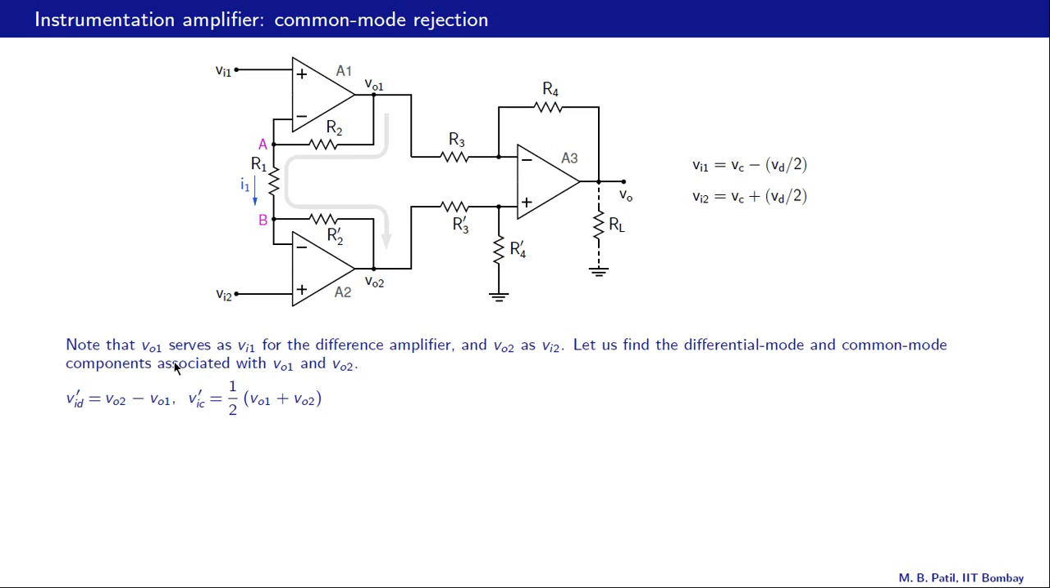Let us note that VO1, this voltage, serves as the input Vi1 of this difference amplifier, and similarly VO2 serves as the input Vi2 of the difference amplifier. And now we will find the differential mode and common mode components of this input voltage. What is the differential mode input voltage? We will denote that by Vid prime, so that is equal to VO2 minus VO1, and the common mode component Vic prime is half of VO1 plus VO2.